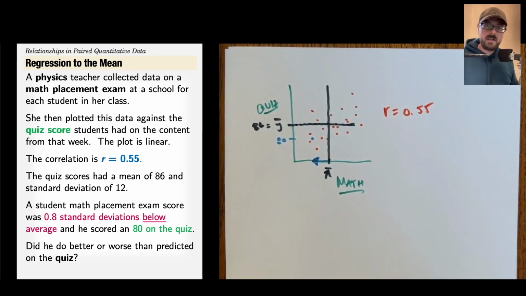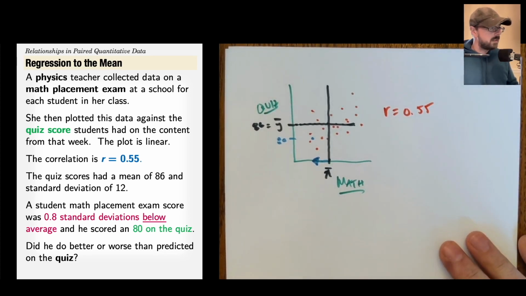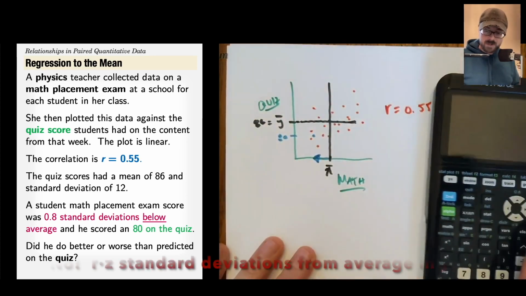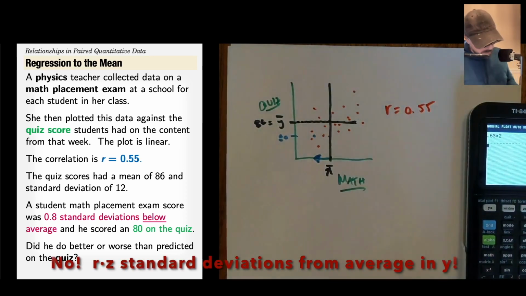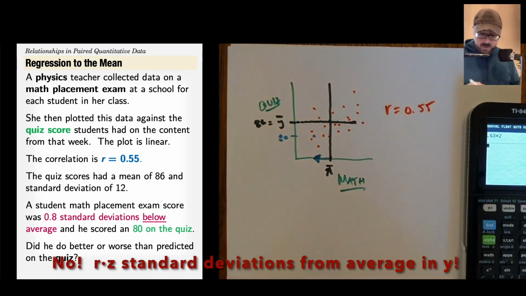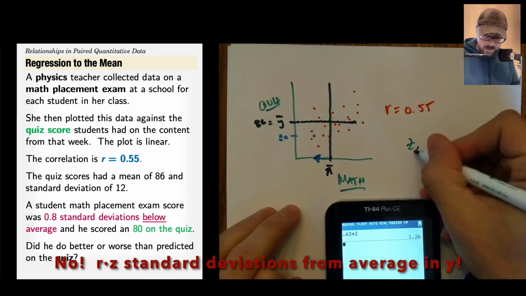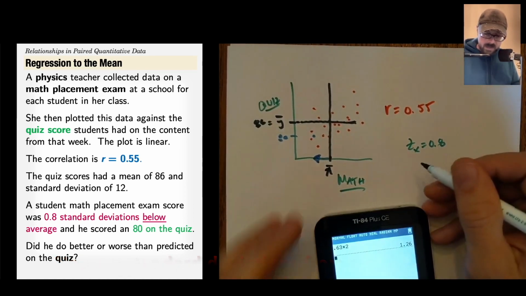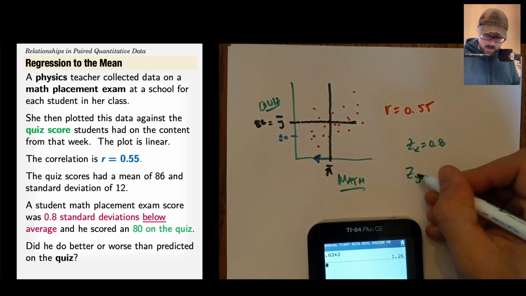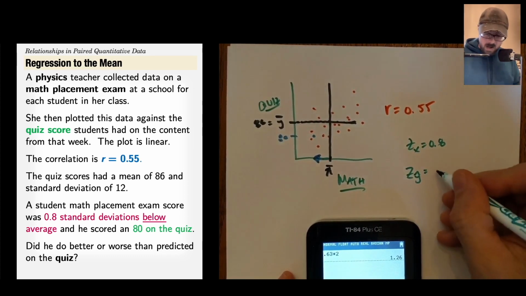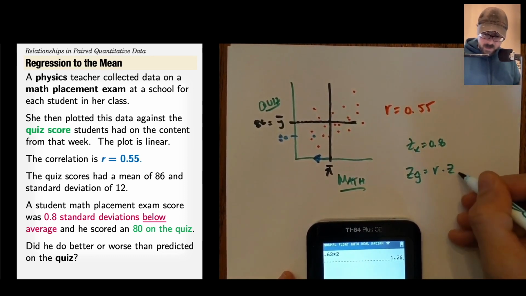Well, how could we figure that out? How could we figure out what we should have predicted? We know this student did 0.8 standard deviations below average on the math placement test. Therefore, did the student also do 0.8 standard deviations below average in the quiz? Well, no. Remember, our correlation is R. We know the z-score of x was 0.8, so we don't expect the z-score of our predicted y to also be exactly 0.8. We expect the z-score of our predicted y to be R times the z-score of x.